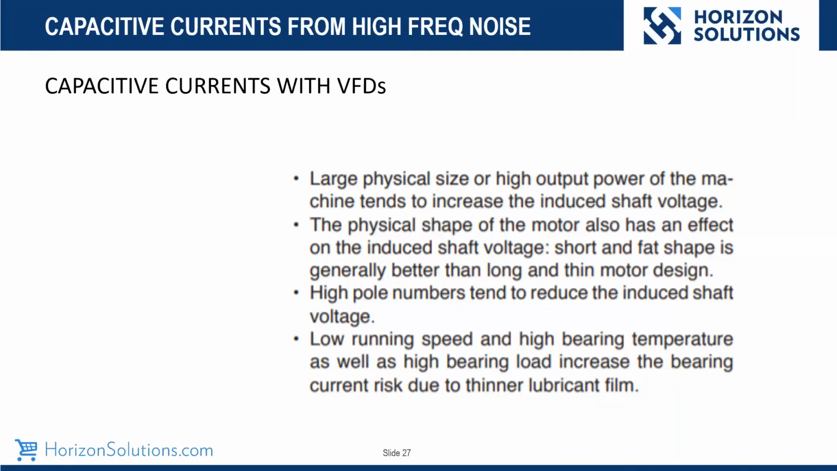High pole counts that Kevin talked about earlier, those actually work in your favor. So if you can use a 1200 RPM or a 900 RPM motor instead of a 1750 RPM motor, that works to your advantage. Remember, running at low speeds increases bearing temperatures, obviously, especially with heavy loads and not turning as much, and it thins out the lubricant film, and it's just something to be aware of with capacitive currents. Next.